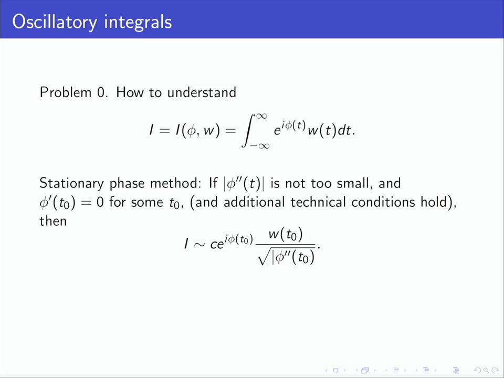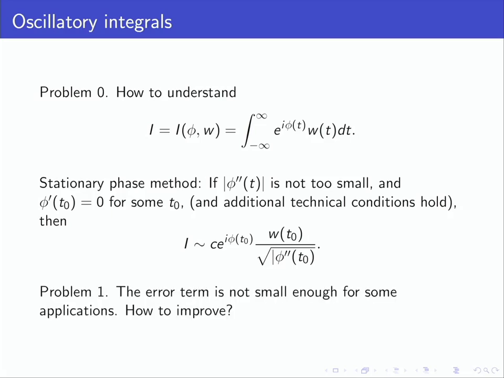Kowalski, or Huxley has a book. He has some results like, if W is 3 times differentiable and different, all these complicated conditions. And one of the features here is that you get exactly this original function W evaluated at t0. Okay, so that's your weight function.